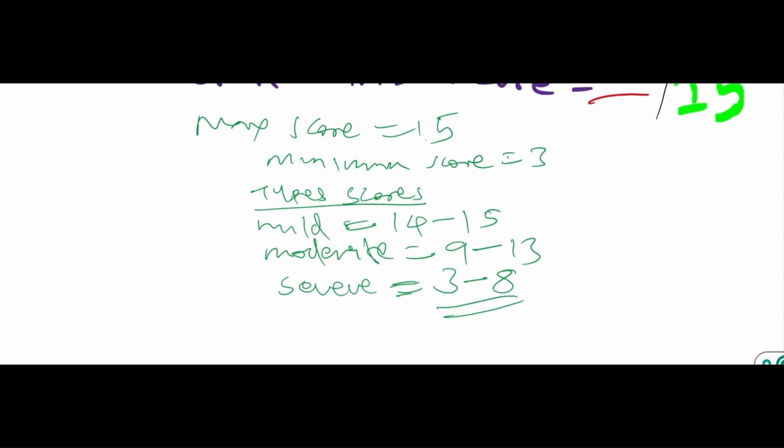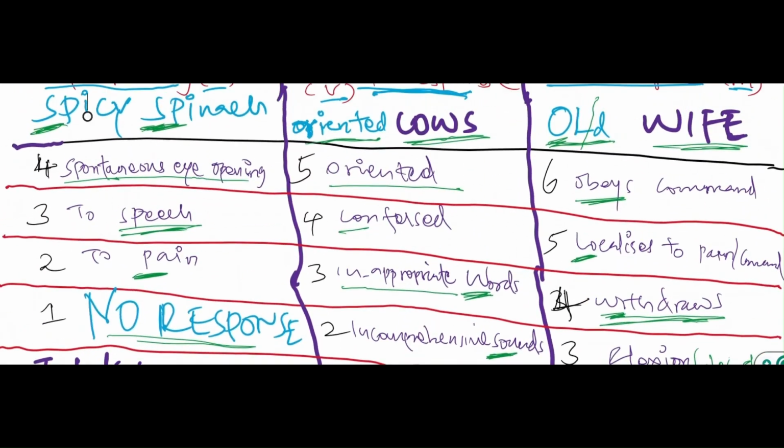So from all three aspects, you will know how to score your patient. Just remember the three mnemonics, the three phrases: spicy spinach, oriented cows, and old wife.